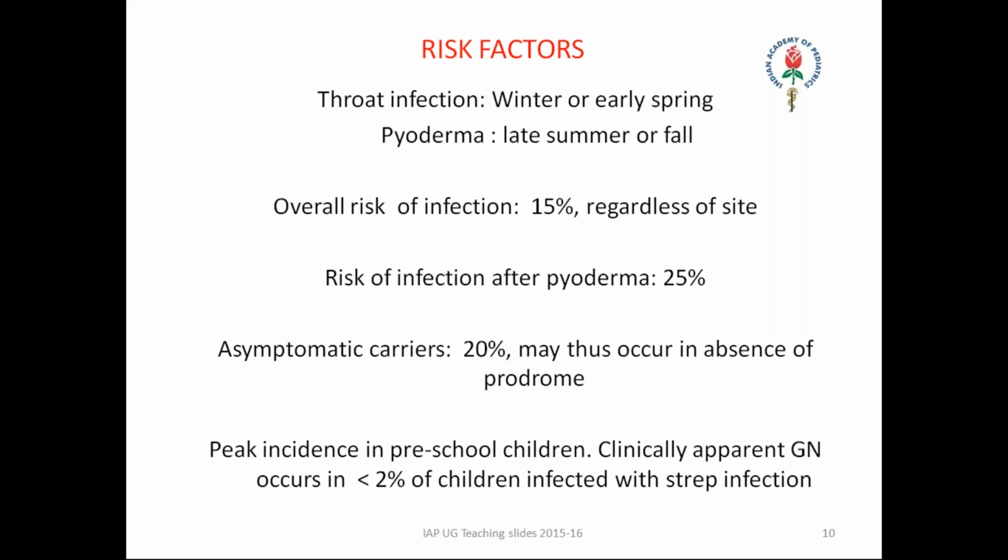These factors are throat infections, which are seen mostly in the winter or early spring, and pyoderma, in late summer or fall. Overall risk of nephritis is 15% if it is skin or throat infection, and if the skin is infected, 25%. Asymptomatic carriers, 20%, are seen. It may also occur even in the absence of any prodrome. Peak age group is preschool children. Clinically apparent GN occurs in less than 2% of those infected with streptococcus.